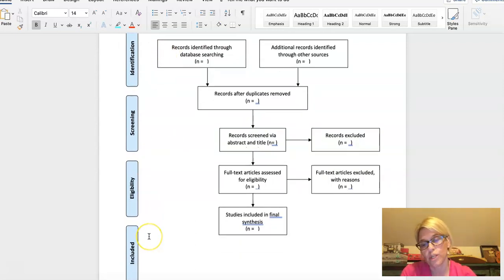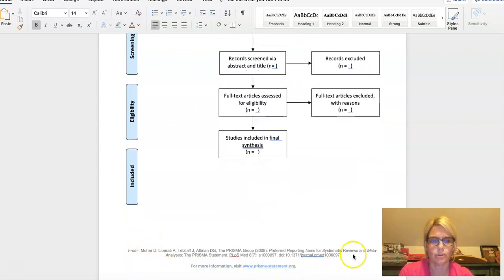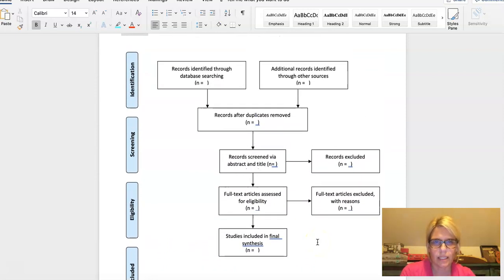And so when you submit this, you should include these boxes over here. It's a part of the model or what they use. And then I also always include this reference down here. And so basically this is just a record of your search. And so you start up here with how many articles you find, or you start from the beginning of your search, and then how many are removed, how many are excluded with the exact reason.